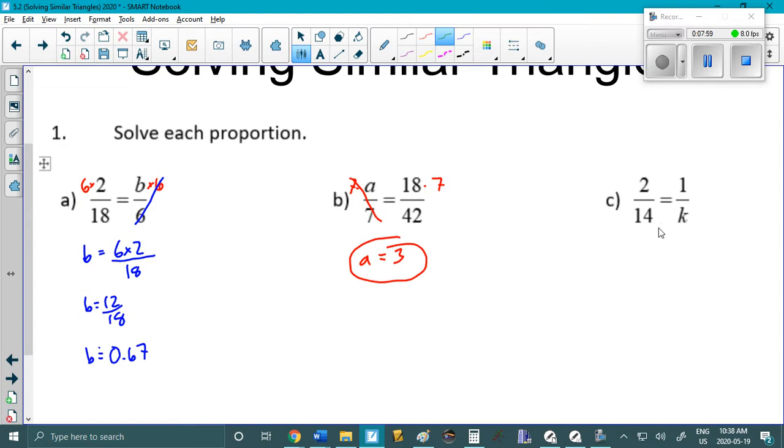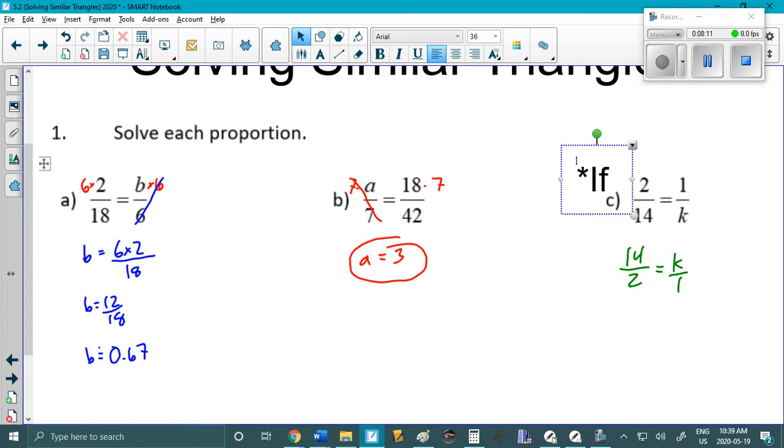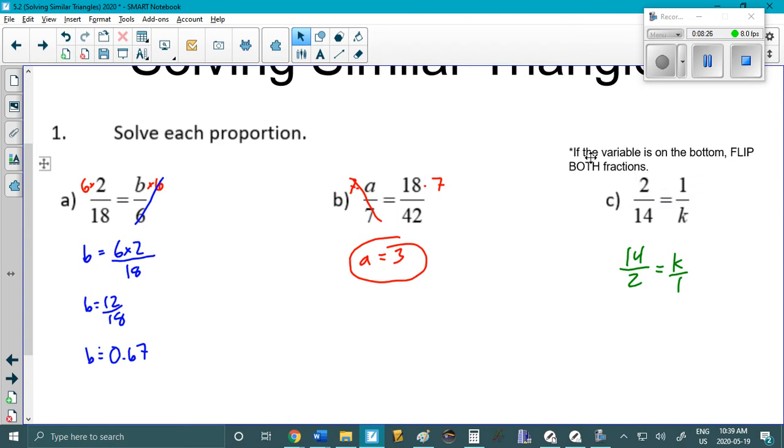All right, last one in this first part. So now K is on the bottom, that's bad. So step 1, flip the fractions. Okay, so I'm going to write that. This is really important. If the variable is on the bottom, flip both fractions. Really important that you flip both. If you only flip one, then you've changed things, and that's not going to work.